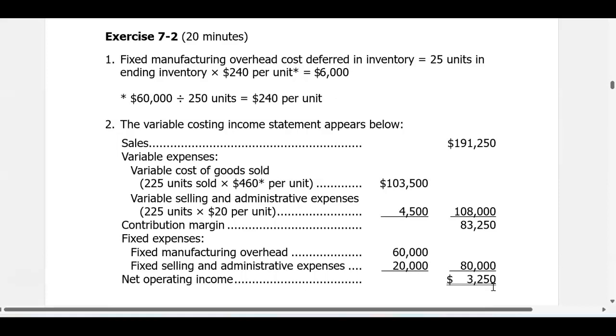So let me now repeat whatever I just said. Listen carefully, this is a CPA exam also.